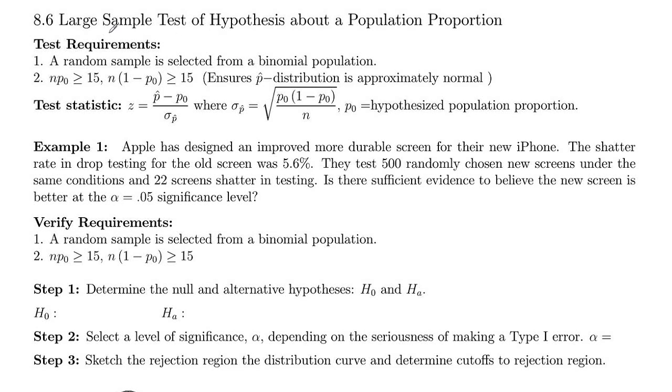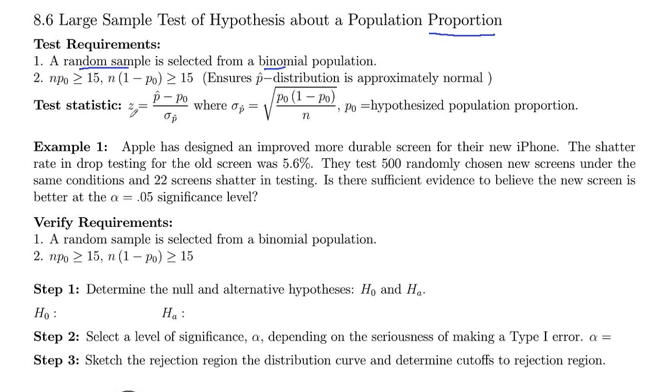In section 8.6, we're going to conduct large sample tests of hypothesis for the population proportion. So far we've been testing means. We can also do tests for proportion. The test requirements are that we need a random sample selected from a binomial population, and then we need n times p0 and n times 1 minus p0 to be greater than or equal to 15. That ensures that our p-hat distribution is approximately normal.